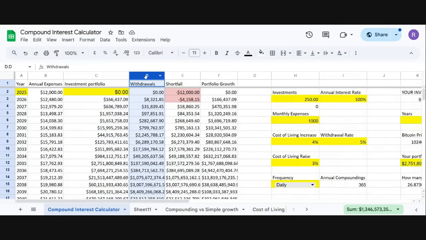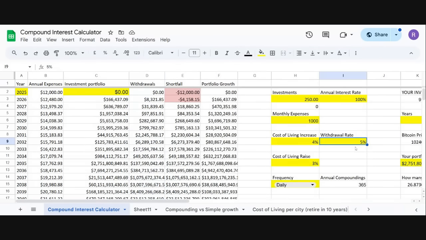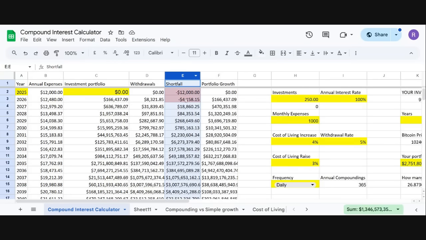The next column, this is your withdrawals. Your withdrawals are based on your withdrawal rate. You're going to withdraw a certain amount from your portfolio. Let's say you want to withdraw 5% of your portfolio. This column is going to show you exactly how much you can withdraw. So you have 5% of $166,437 is $8,321.85.